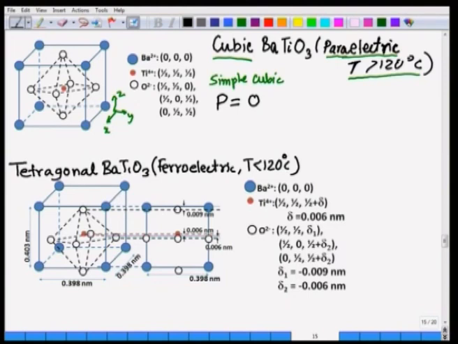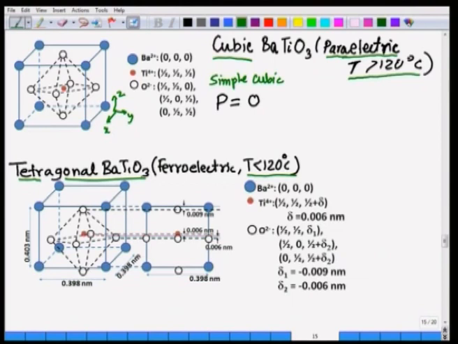Now let us look at ferroelectricity. How does ferroelectricity come about? Suppose you start cooling it down to below 120 degrees centigrade. In fact, from temperatures anywhere from even less than room temperature up to 120 degrees centigrade, the barium titanate goes into a tetragonal phase.